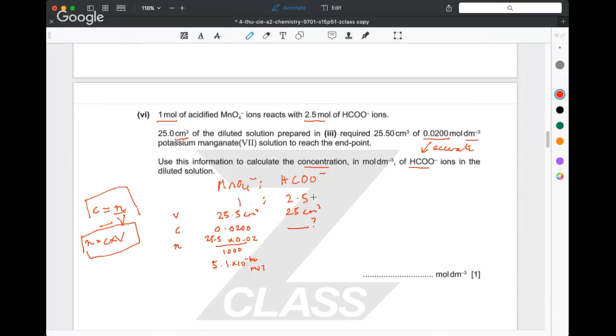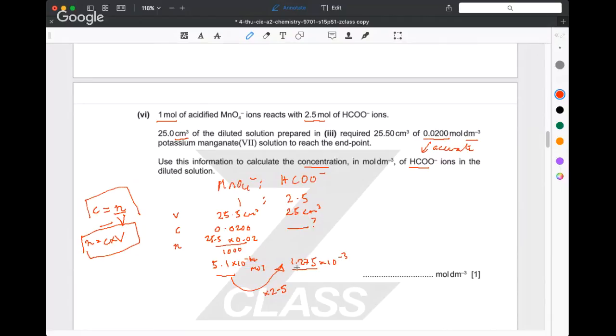Now, the examiner told us that the stoichiometry is 1 to 2.5. So if the number of moles there is 5.1, to calculate the number of moles here, you're just multiplying up, aren't you, by 2.5. Yes? So our number of moles over here is, you do that multiplication, 1.275 times 10 to the minus 5.